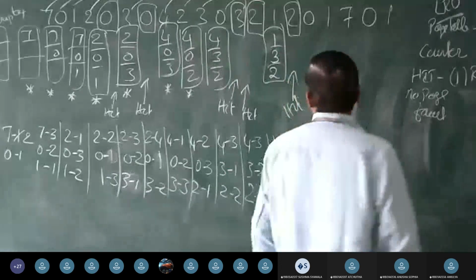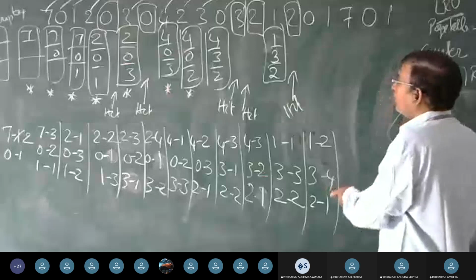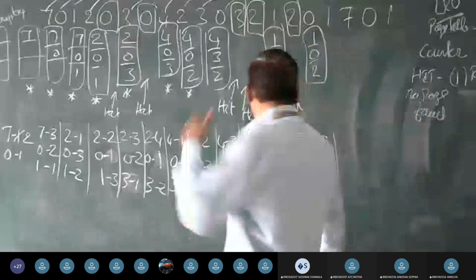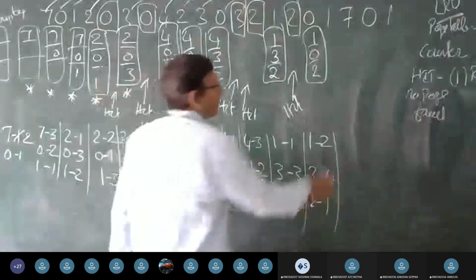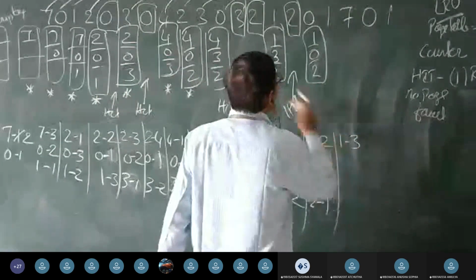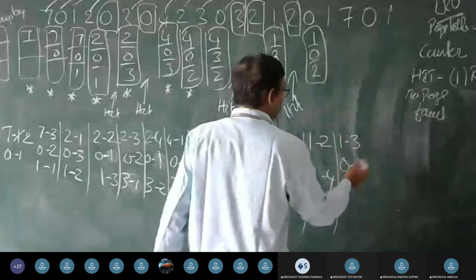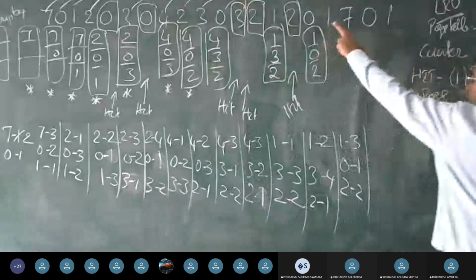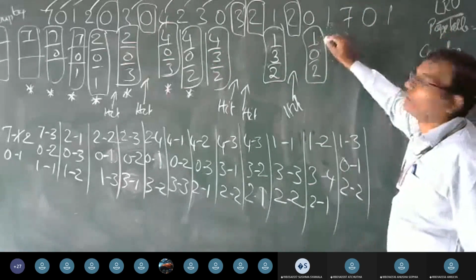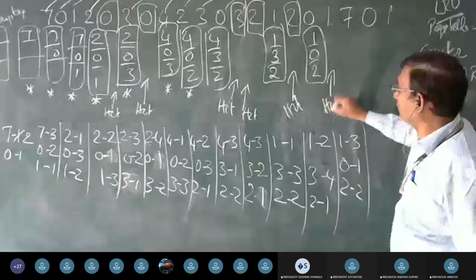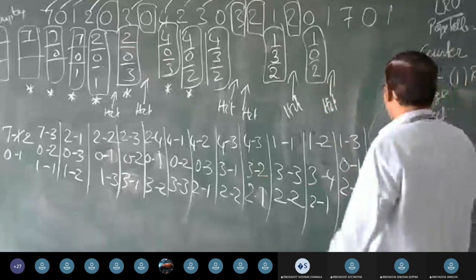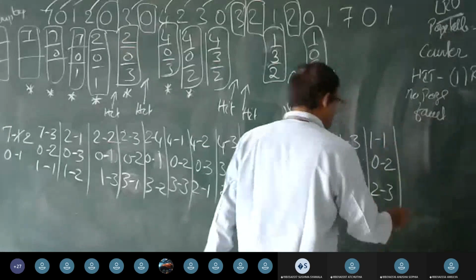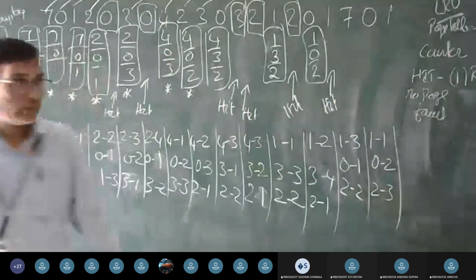Next one, 0. So occurrences of 3 is more. So I can say 1, 0, and 2. Now what are the counter values? So 1 is for 3 times. 3 is replaced with 0. So 0 is for 1 time. 2 is incremented to 2 times. Next one, I have to get 1 here. So 1 is available in the page table. So we are going to get a hit here. So that means 1 is for 1 time, 0 is for 2 times, 2 is for 3 times. So we got the counter value right now.